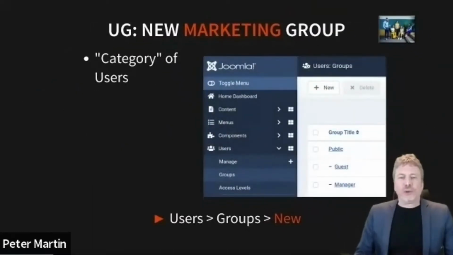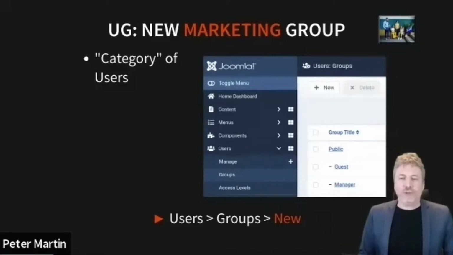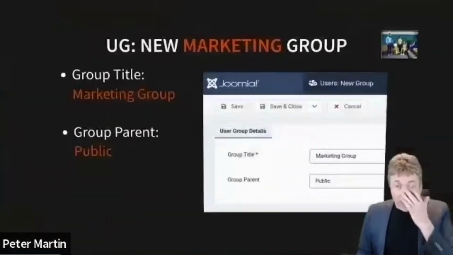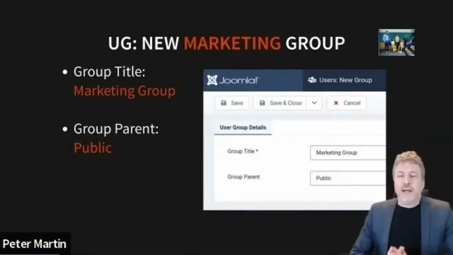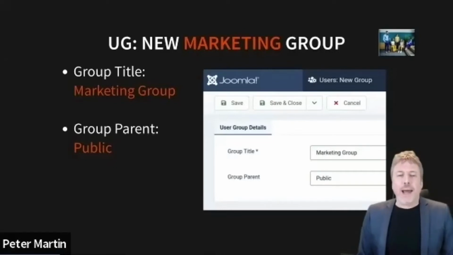User groups are sort of categories for users. It's not like the Joomla categories, but just a category of users that use the system. And you can assign proper permissions and also viewing access levels to them. In order to create a new user group in Joomla, you go to Users, click on Groups, and then New. Then you can create a user group. In my case, the group title would be marketing group and the group parent is public.